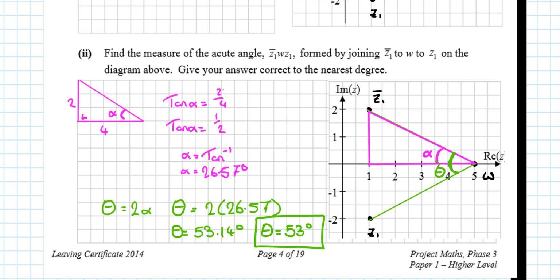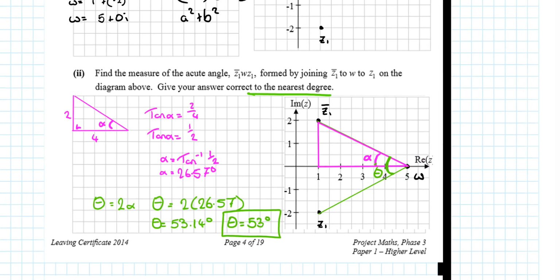So tan alpha is equal to opposite over adjacent. Get the tan inverse of a half is 26.57. And that's this angle alpha. And as it's symmetrical, this is only working because it's symmetrical through the real axis. You can then just double it to find theta. And it says correct to the nearest degree. And we're getting theta is 53 degrees.